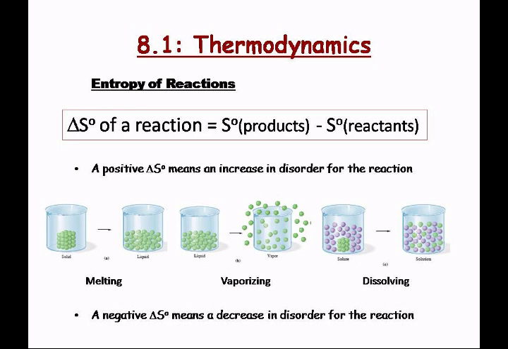Okay? So let's talk about the change in entropy of a reaction. Same thing like the change in enthalpy, it is the entropy of the products minus the entropy of the reactants. So like what we said, a positive change in entropy means an increase in disorder for the reaction. So melting, going from a solid to a liquid, we would predict that would be a positive or negative entropy change? Positive, right? Because why is that? Because it's getting more disordered, right? More disordered. What about going from a liquid to a gas? Is that a positive or a negative entropy?